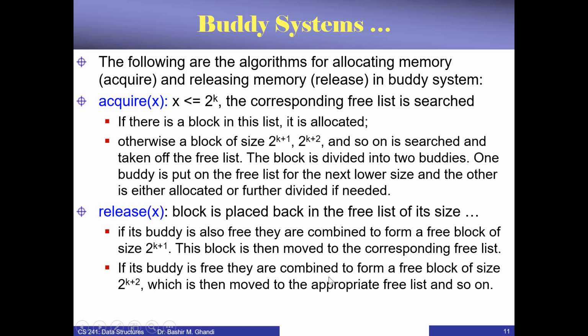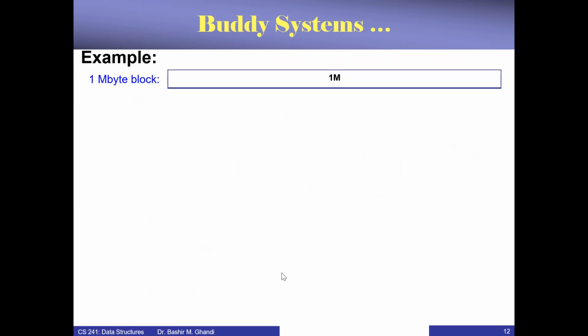If its buddy is free, they are combined to form a free block of size 2 to the power k plus 2, which is then moved to the appropriate free list, and so on. The process continues. Now, to put this into practice, let's take an example. Suppose you have a system consisting of a total of 1 megabyte. Okay, so this is the good old days where memory is very scarce. So assuming you have a computer that has only 1 megabyte available.